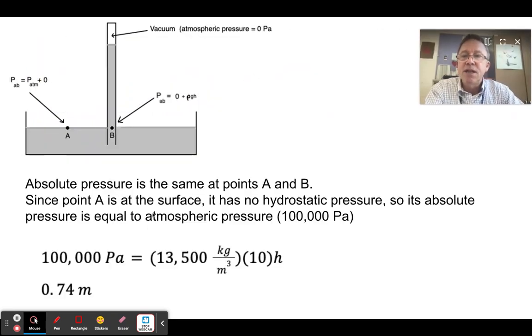So basically, atmospheric pressure is 100,000 pascals. The rho gh of this fluid must be equal to it, otherwise it would be moving. So I just put rho gh, and what I find is 0.74 meters, or 74 centimeters, or 740 millimeters, and that's why we sometimes measure in millimeters of mercury. The initial measurements of atmospheric pressure were in millimeters of mercury, because this is the only way people could figure out how to measure it.